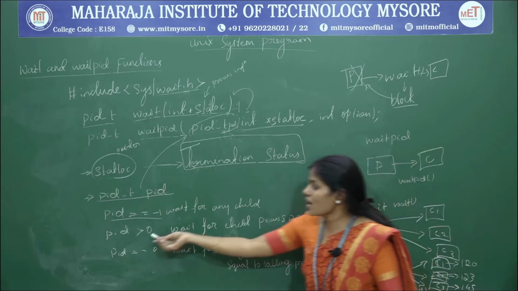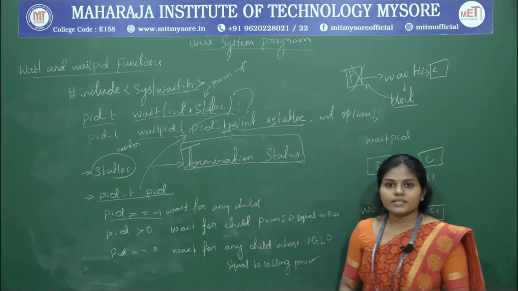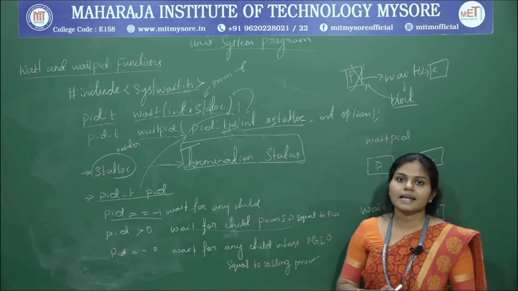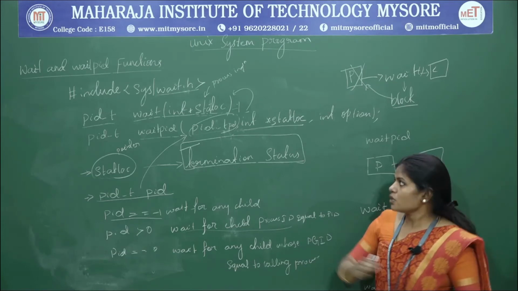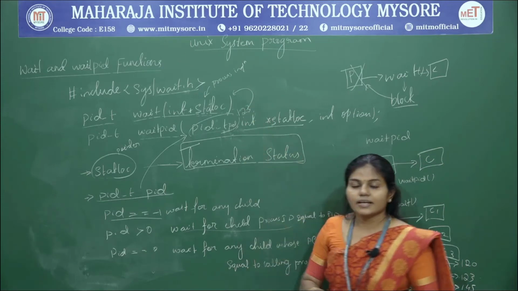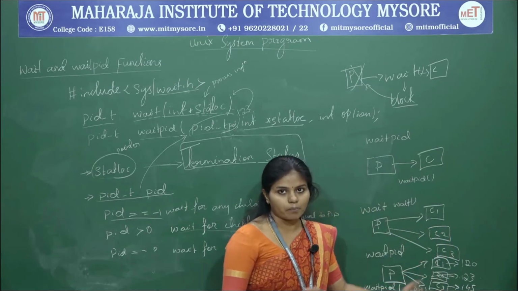Second one is if the PID is greater than 0. What does that indicate? Wait for the child process. That is, it is going to wait for the particular process ID. Suppose instead of this, I give 1, 2, 3. This indicates that I am waiting for child 2 in this example.